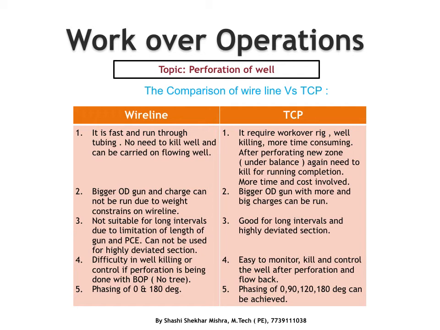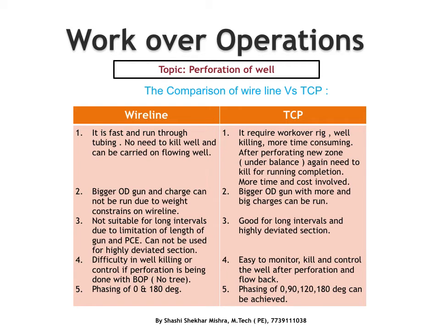The next point is the well killing or control issue. If the wireline is being done through the tree itself, then it's okay. But if we are doing wireline perforation through the BOP and some abnormality happens and the well is still flowing, then it becomes difficult to control or kill such a well, because there is no tubular in the well, so here we can kill only by the volumetric method.